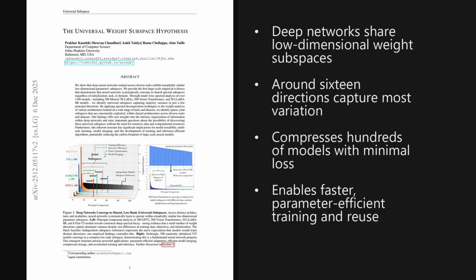I'm Alex. Today we are looking at a paper trending on X, published on December 4th, 2025, about 8 days ago. It argues that when you train deep neural networks on many different tasks and datasets, their weights still collapse into the same tiny set of directions in parameter space, so that just a handful of principal components, often around 16 per layer, capture most of the variation across more than 1,000 models. The paper is titled The Universal Weight Subspace Hypothesis, and as we will see later, the implications for model reuse, compression, and training efficiency are quite significant.